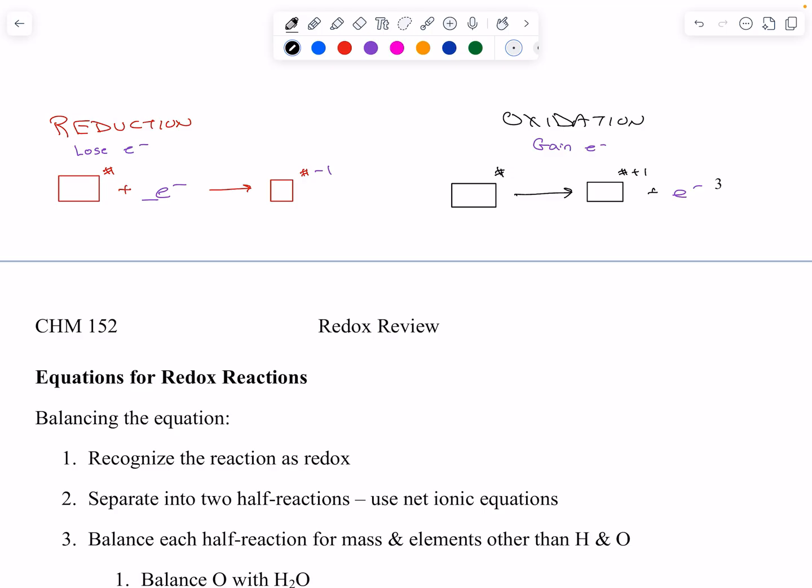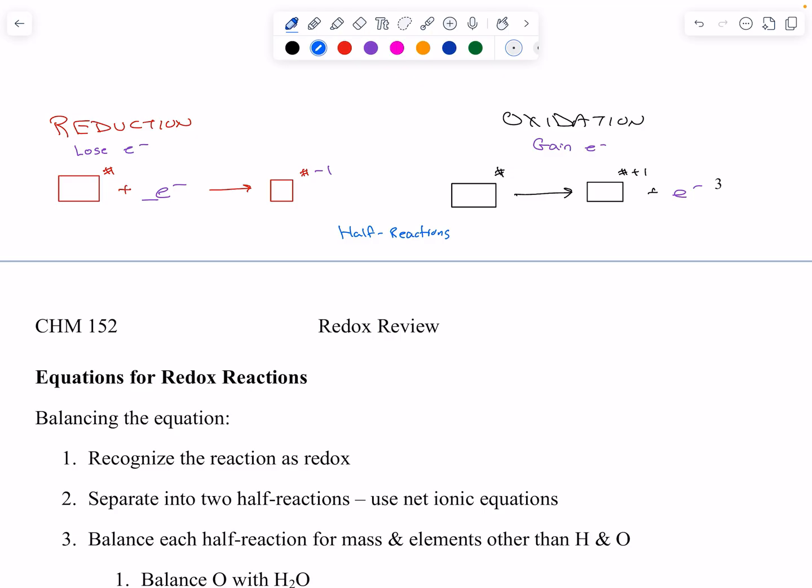So when we balance these, we're going to have to balance these. Now, when we talk about reactions, there's half reactions. The oxidation's a half reaction. The reduction's a half reaction. And so we're going to balance each of those separately, then put them together. So let's talk about this a little bit here.